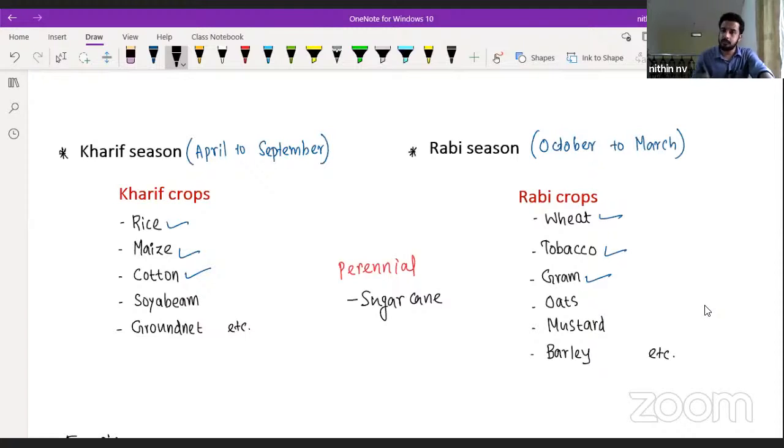So in a Kharif season on the field, we will be having Kharif crops, and along with that we can have the sugarcane. Similarly, in a Rabi season, we will not be having Kharif crops. We will be having only Rabi crops, but along with that we can have this perennial crop or sugarcane also. Understood? So we have to check what is the discharge required in Kharif season, and we have to find what is the discharge required in Rabi season.